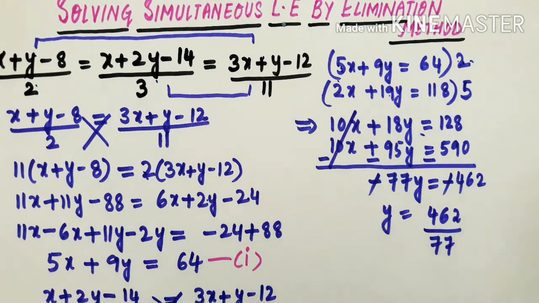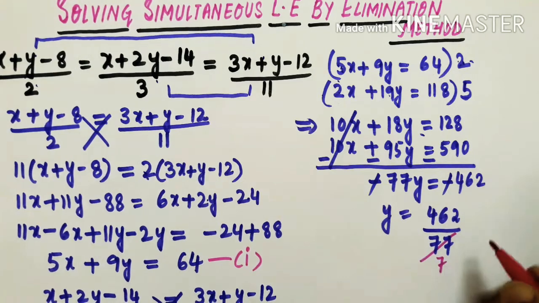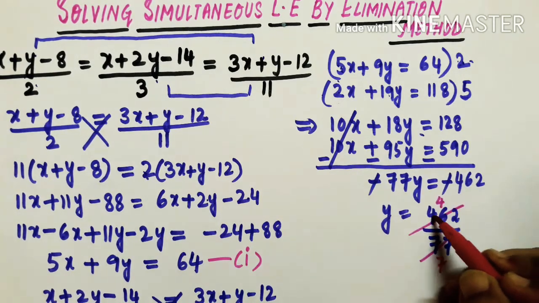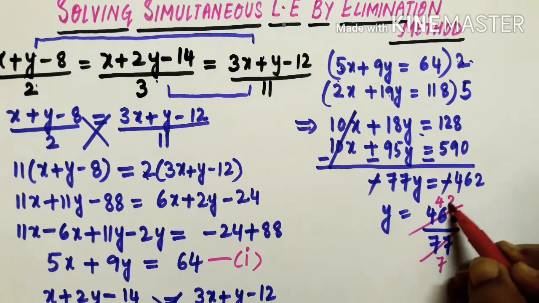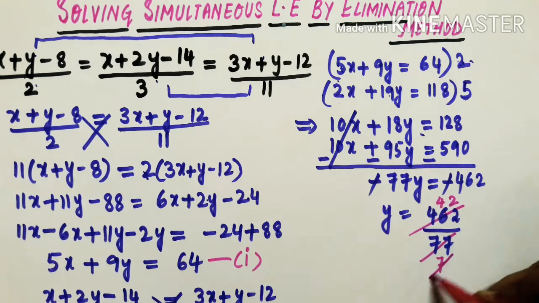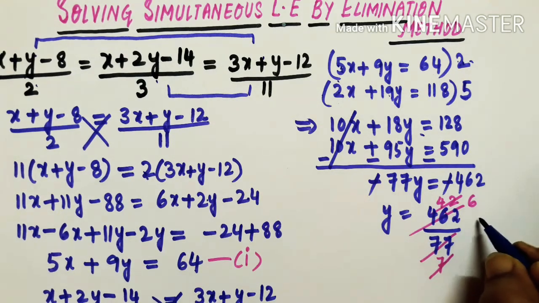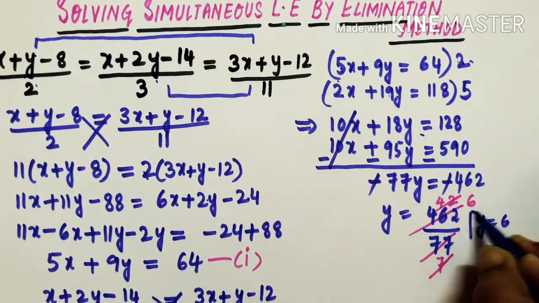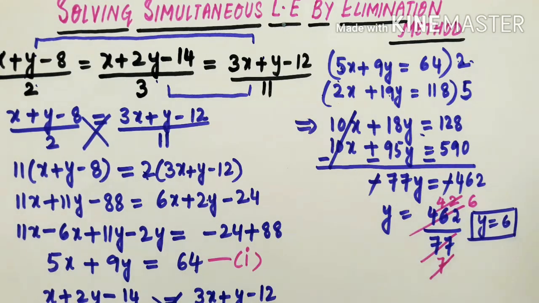Yes, 11 table. See here, 11 sevens are 77, 11 fours are 44, then 2 will be remaining, 22, 11 twos are 22, then 7 ones are 7, 7 sixes are 42. So your answer is 42. Y equals to, what did you get? Y equals to 6. Okay, so y equals to 6.